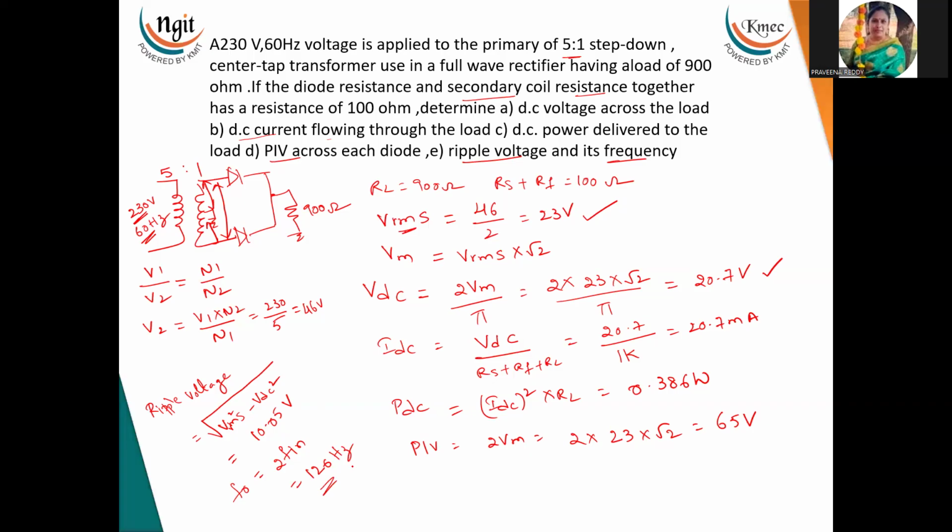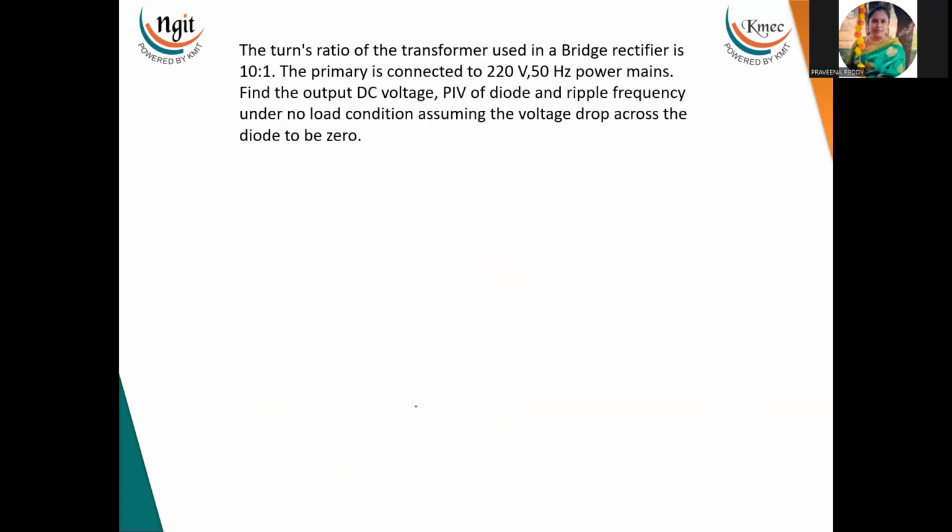Now, if I ask you to find out the efficiency means what? Here you have a DC voltage and here AC, you need to calculate. RMS is there and you have a load and RS value, RF value. So from that you calculate the PDC and you take the ratio of PDC to PSC, then you can find out the efficiency also. Now here efficiency is not asked. If asked, then you have to calculate like that.